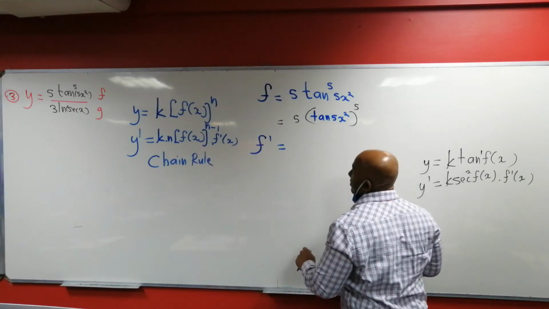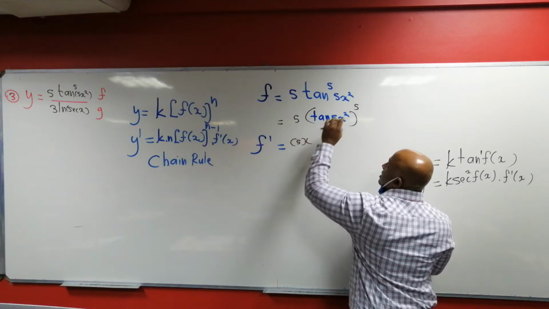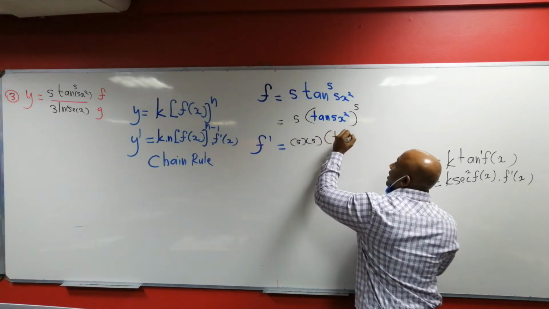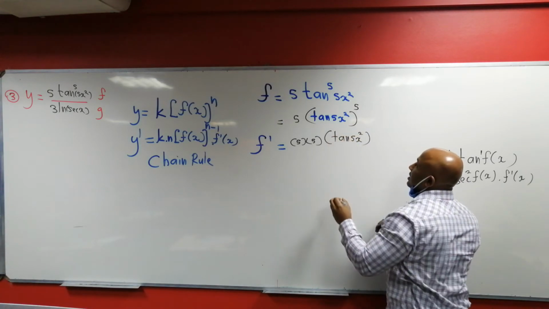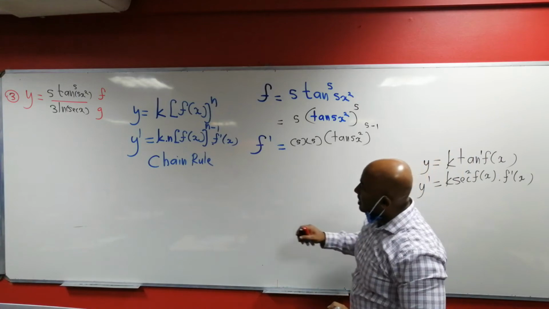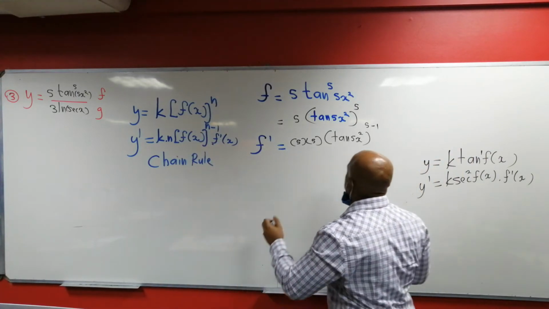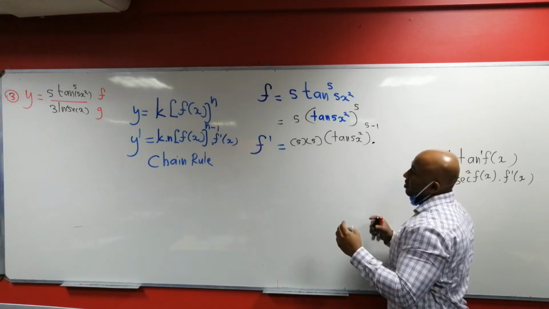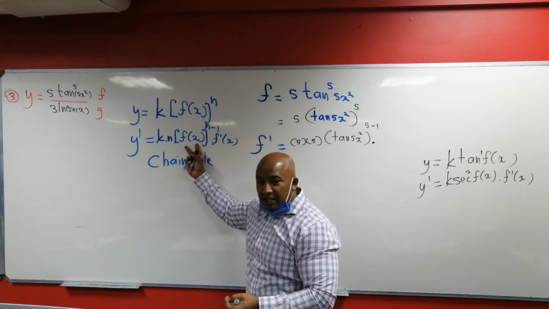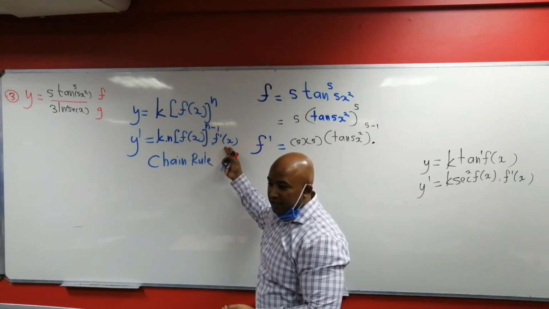So let's do it here. So this is going to be 5 times 5 there. Then I got tan of 5x squared. And now I got 5 minus 1. So what am I doing here? Dealing with the exponent first. Now the focus is on what's inside. So whatever is inside the bracket, you differentiate it and write down your answer outside.